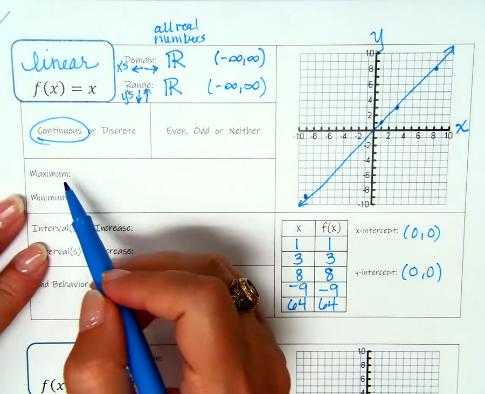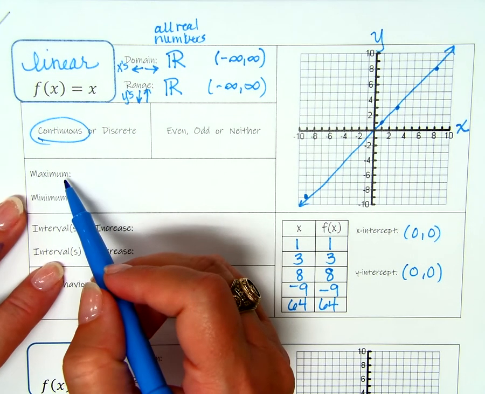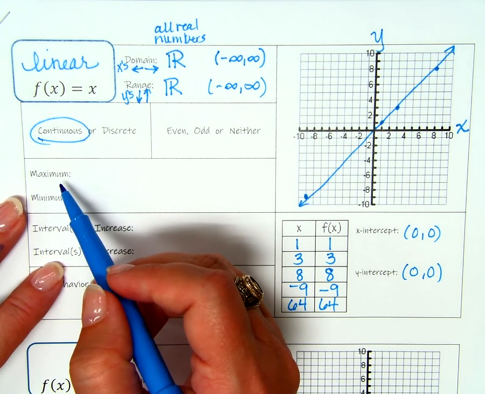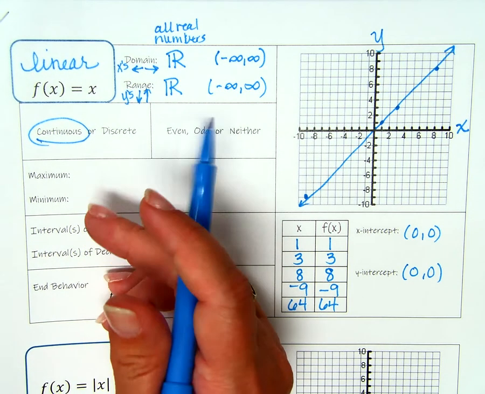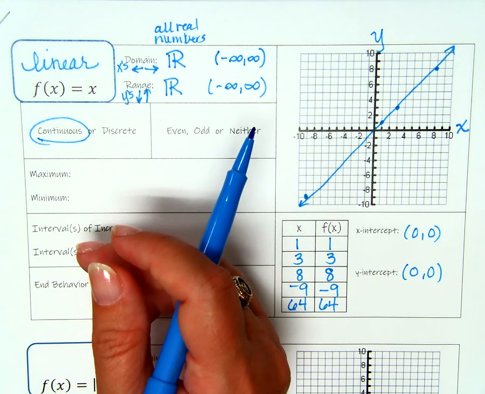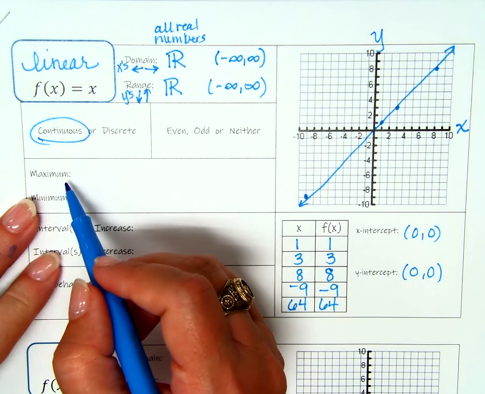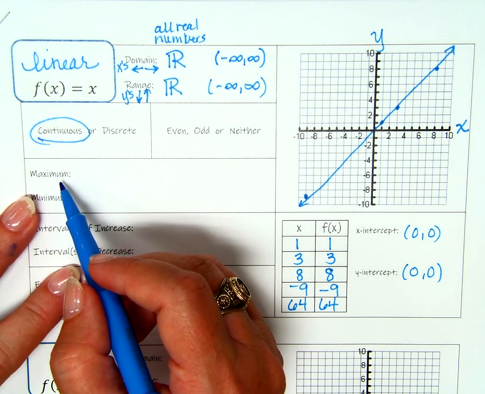All right, maximum and minimum. What do you suppose maximum means? The highest point, right? The highest that it gets. So where's the highest point that this line gets to?